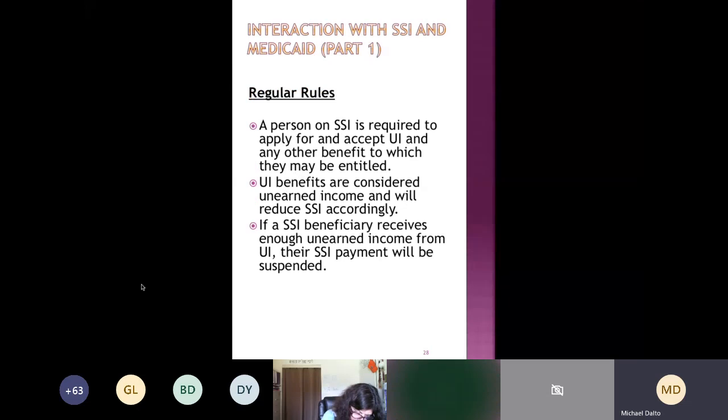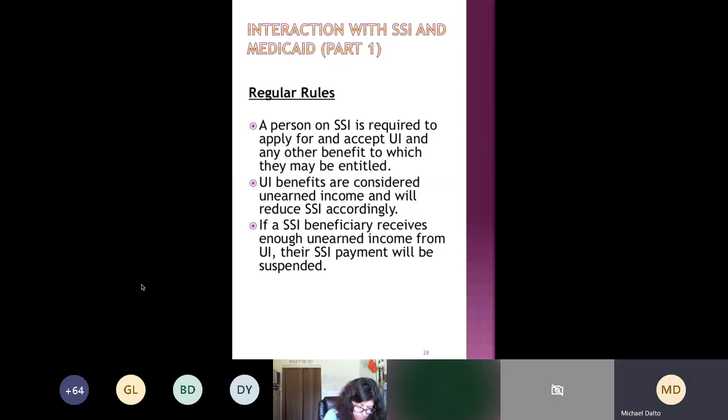Well, now we're going to move into how these benefits affect SSI and Medicaid, and then we'll get to Social Security, disability, and Medicare. So starting with SSI, we're going to talk about the regular rules first. If a person receives regular UI, unemployment insurance, how does it affect their SSI?